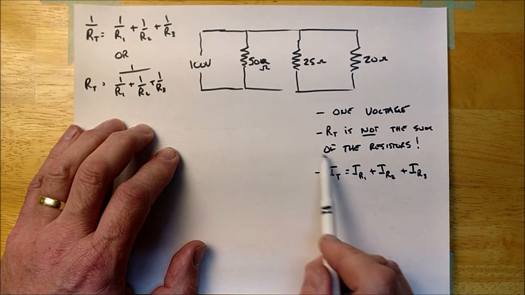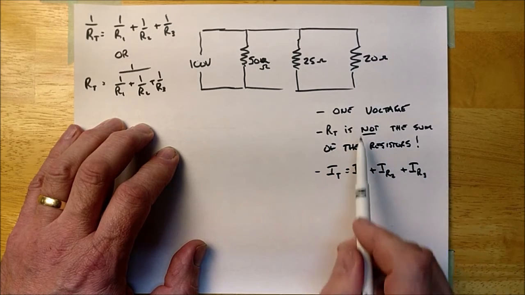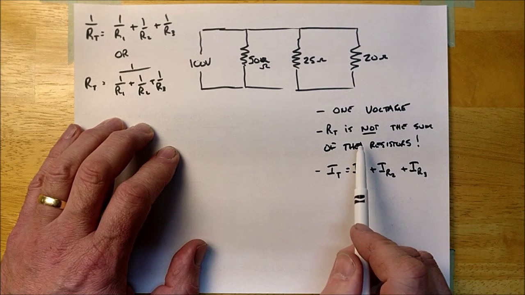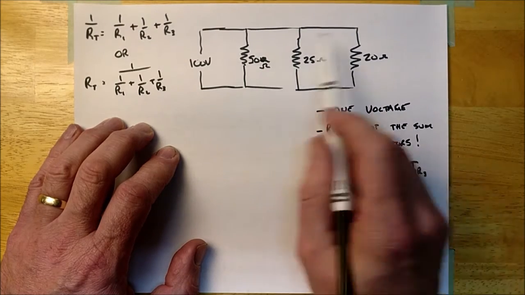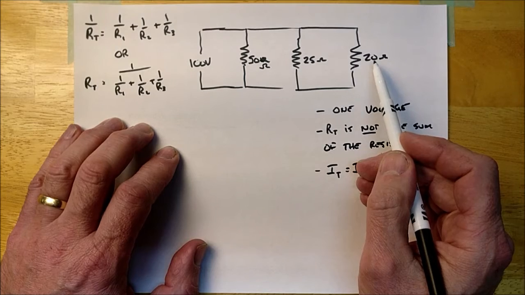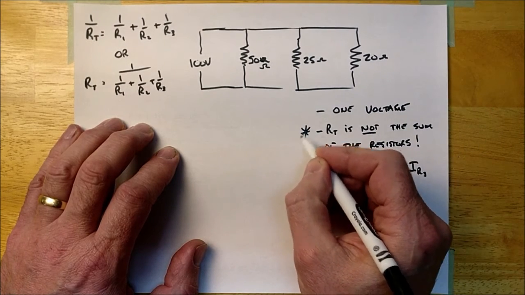Now, this one is a really important one, okay? The total resistance of a parallel circuit is not the sum of the resistors. It's kind of a non-rule, a negative rule. RT is not going to be 95 ohms in this circuit. It's going to be something else. In fact, it's going to be less than 20. We'll figure it out in a minute, but I want you guys to put a star by this one.